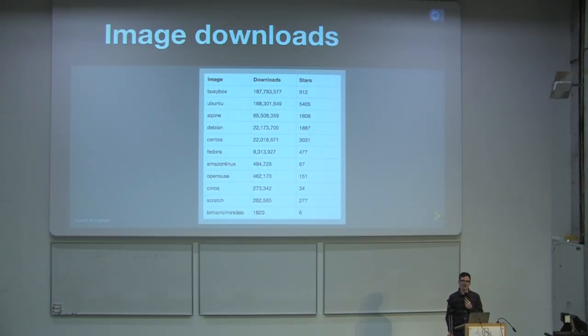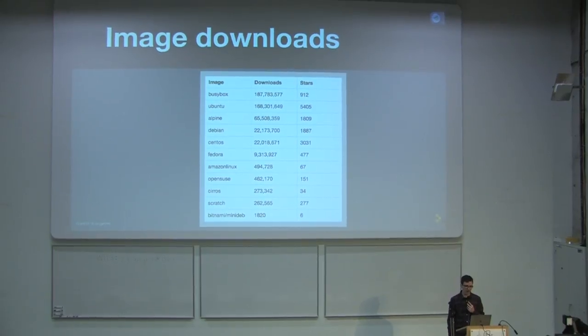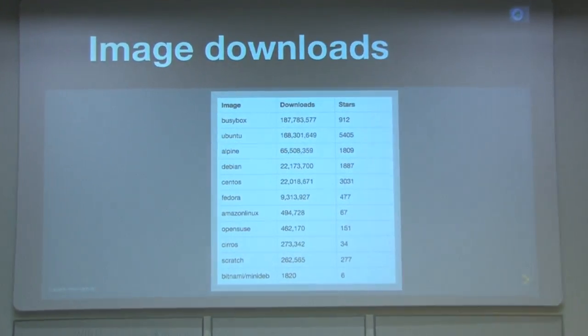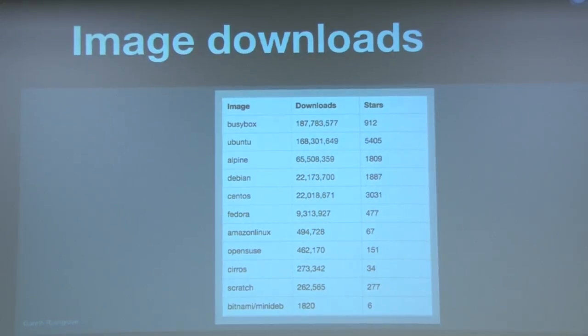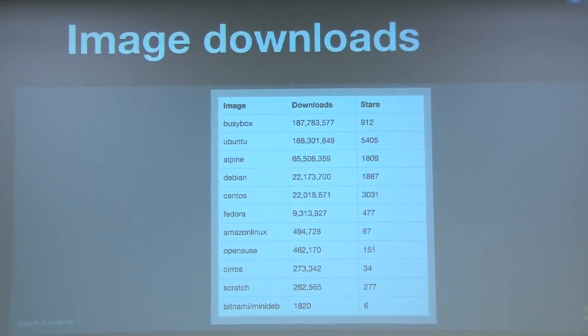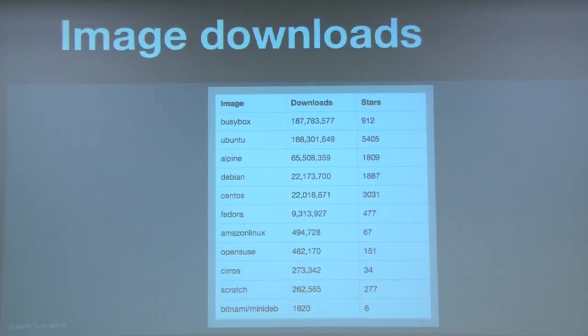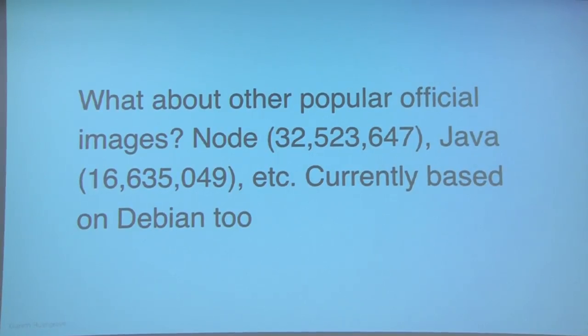So this was data from Docker Hub about the download counts up to a few days ago for, in this case, containers that are specifically referencing operating systems. I'll come back to why that's interesting in a moment. These numbers are huge. We're talking about hundreds of millions in some cases. But the distribution is interesting as well. So that's the operating system containers.